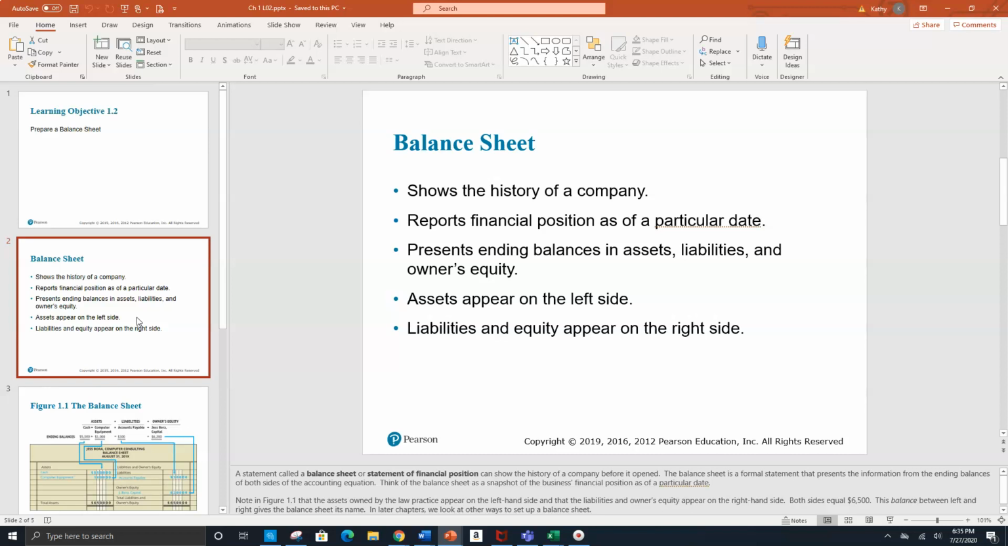It presents ending balances in assets, liabilities, and owner's equity. Basically, your accounting equation, right? Assets appear on the left side, liabilities and equity appear on the right side. Now, a balance sheet sometimes goes up and down too, but for our purposes, the assets on the left side and liabilities and equity on the right are good, but sometimes you'll see it all up and down on the same schedule.